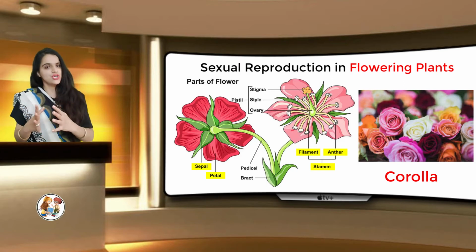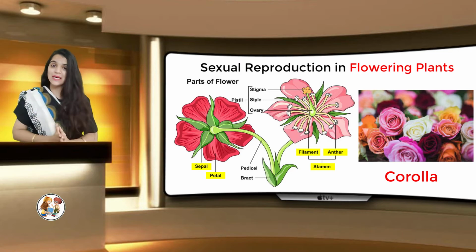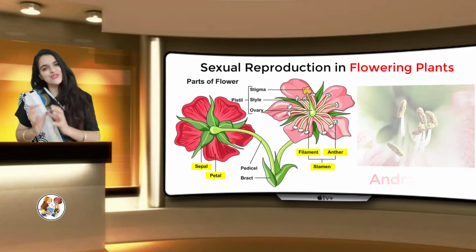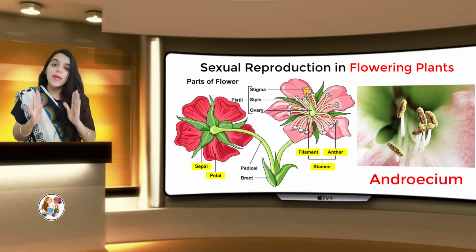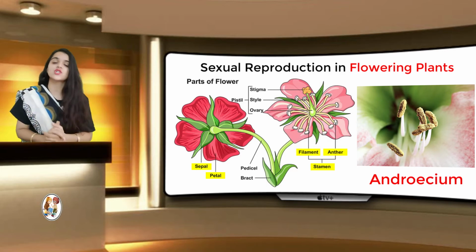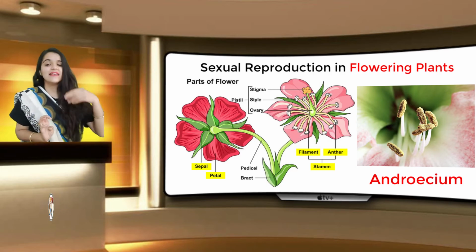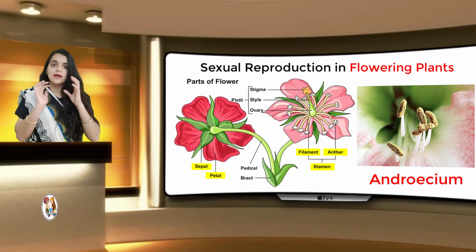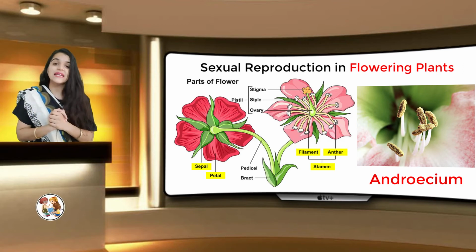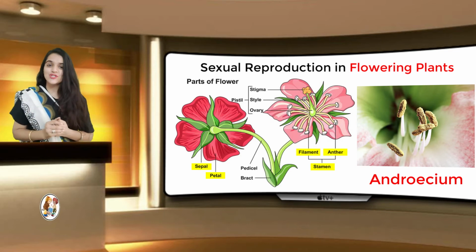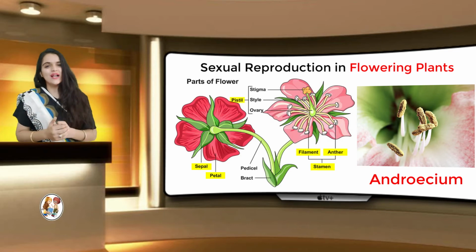Now, androecium is also known as stamen, and both are known as the male reproductive part of a flower. The next part is the female part of a flower. What is it called? It is called pistil, carpel, or gynoecium.